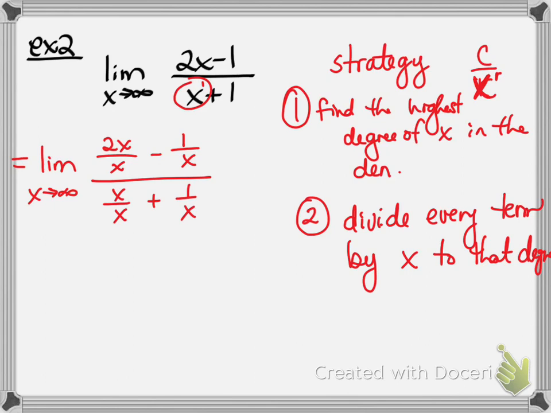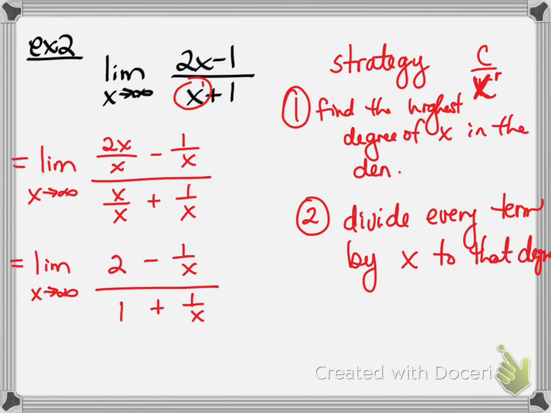Now, some of these things are going to simplify. 2x over x is 2, minus, I'm going to leave that as 1 over x. x over x is 1, plus, I'm going to leave that as 1 over x. Now, we're ready to take the limit.